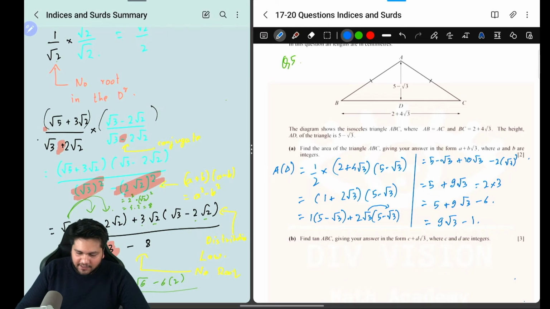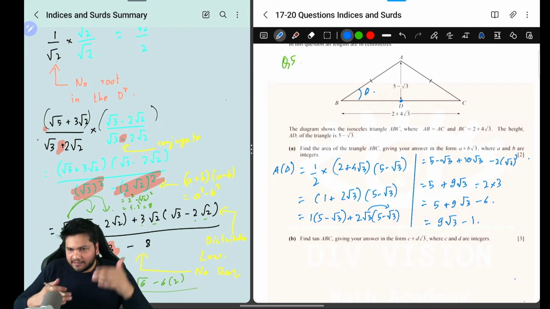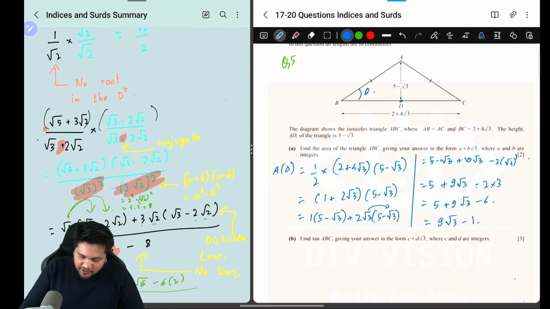They have asked you to find tan of ABC, basically this angle theta. They're asking tan of this angle. Now the thing is, since it's an isosceles triangle, D will divide BC, the base, into 2 equal halves, or basically D is going to be the midpoint of this thing. So now BD is going to be half of this 2 plus 4 root 3, which is 1 plus 2 root 3.